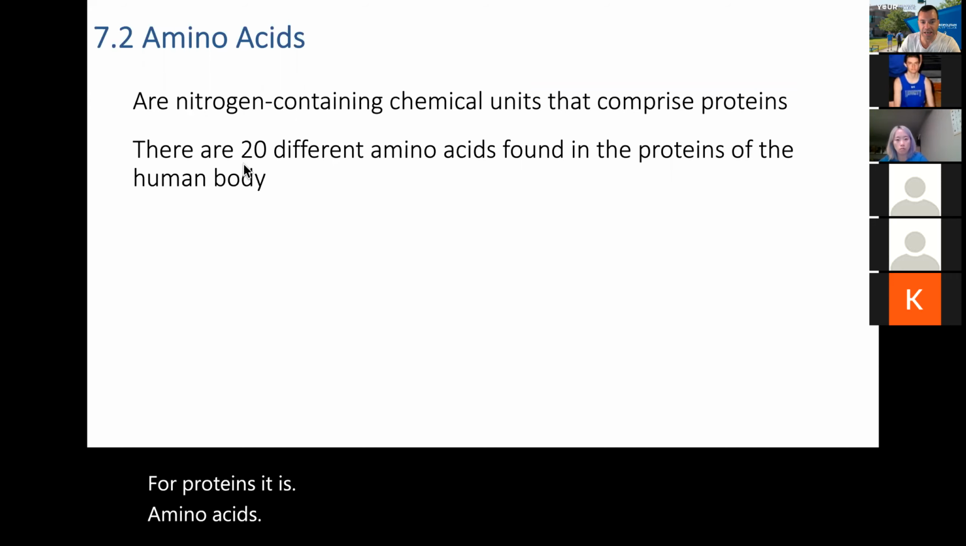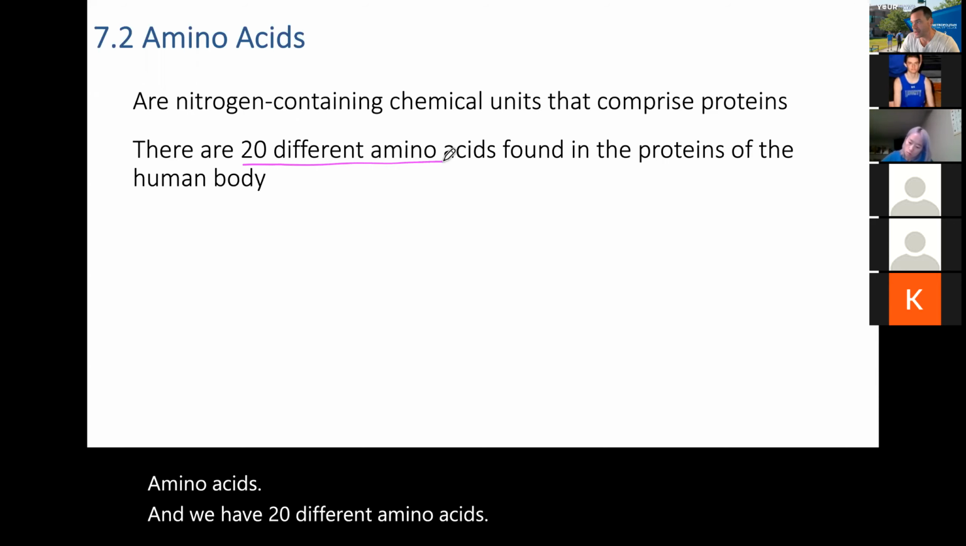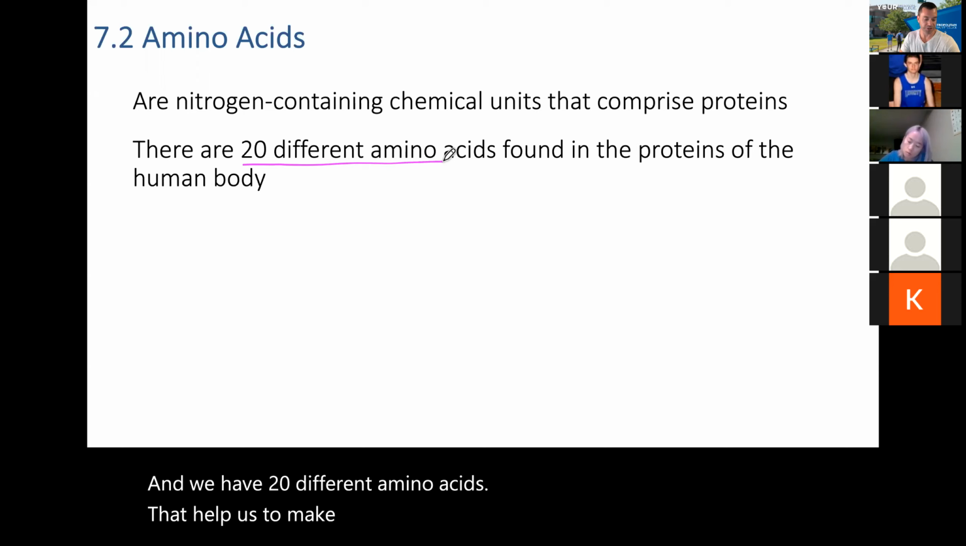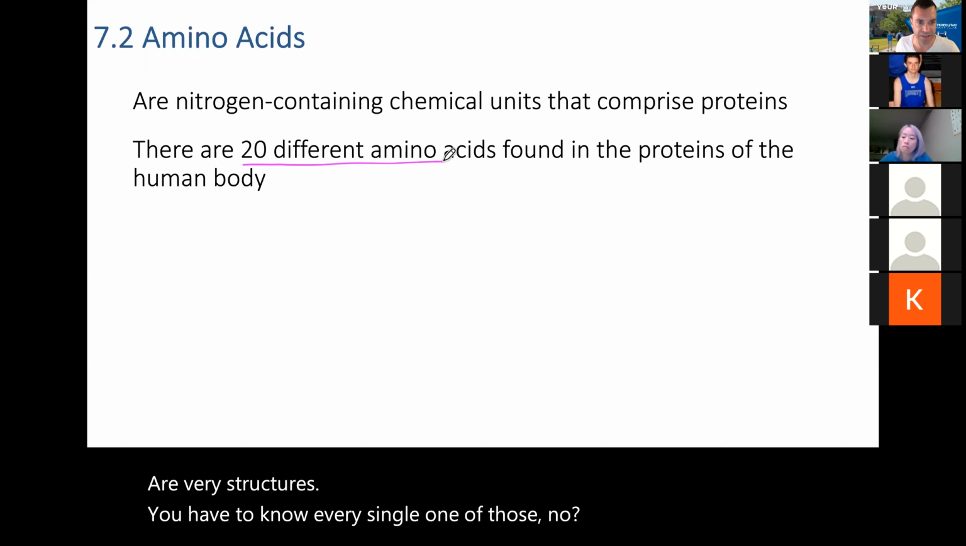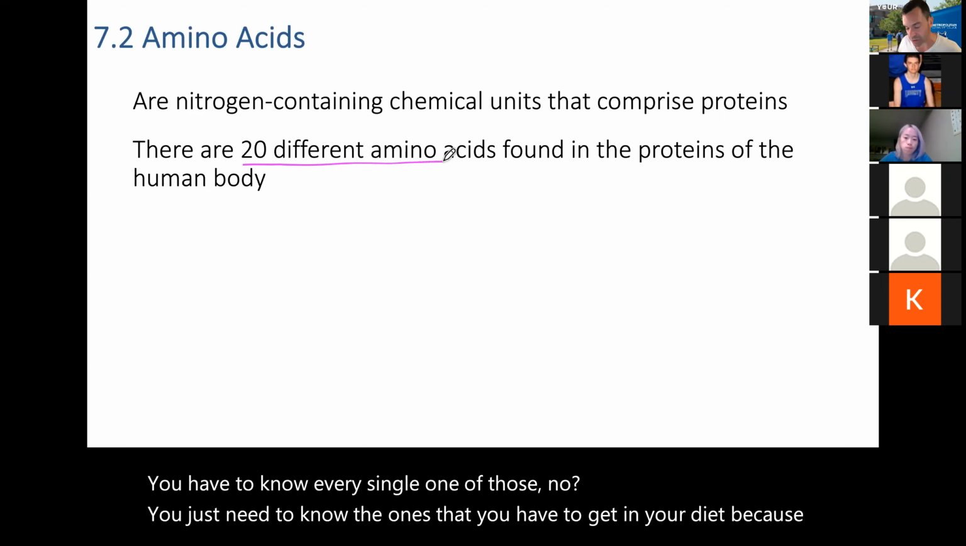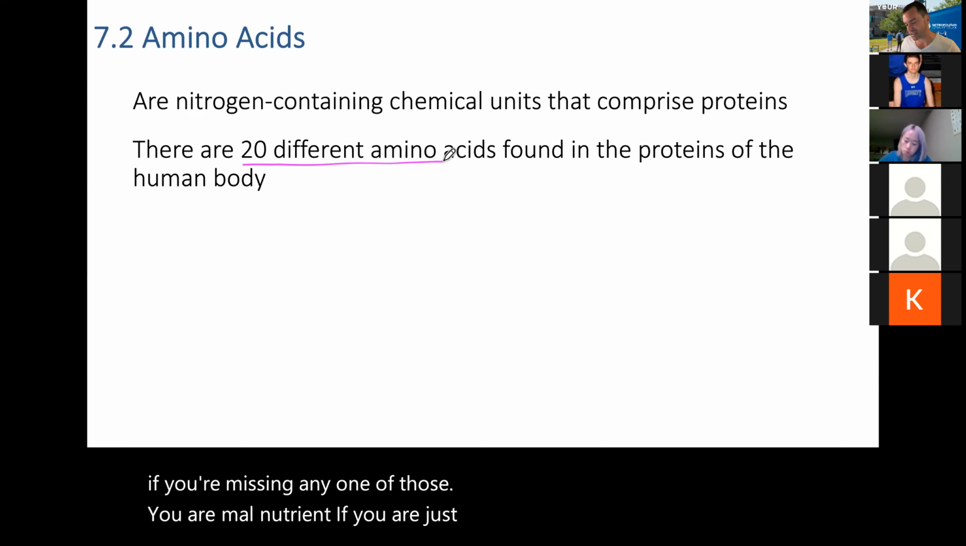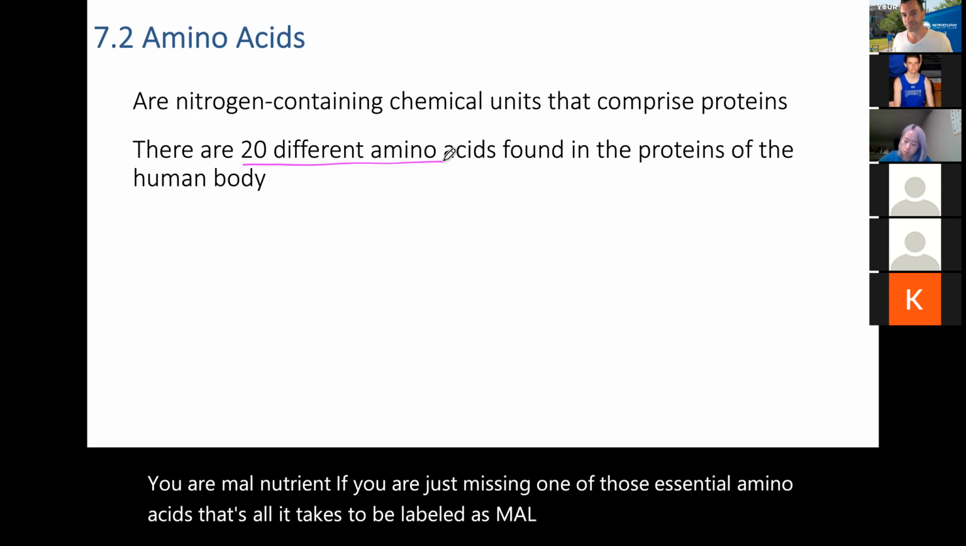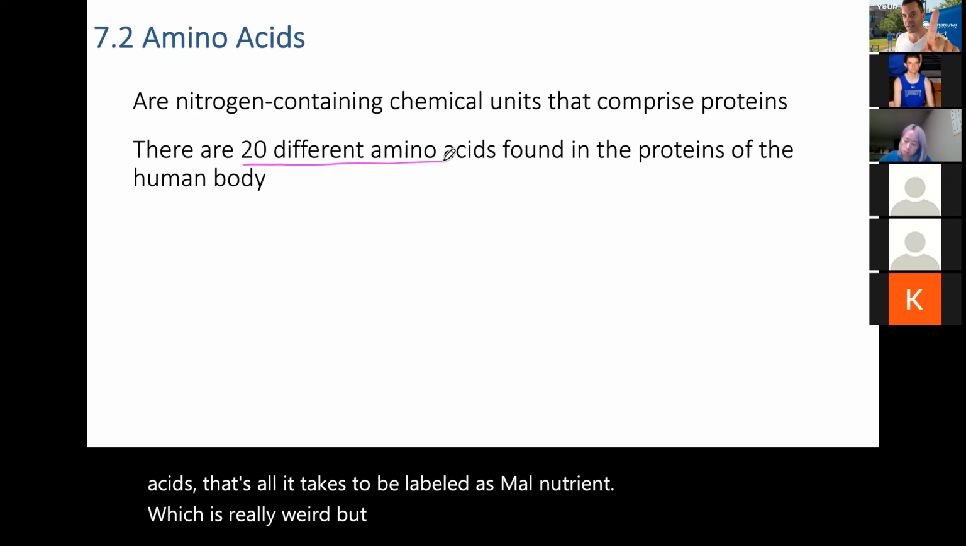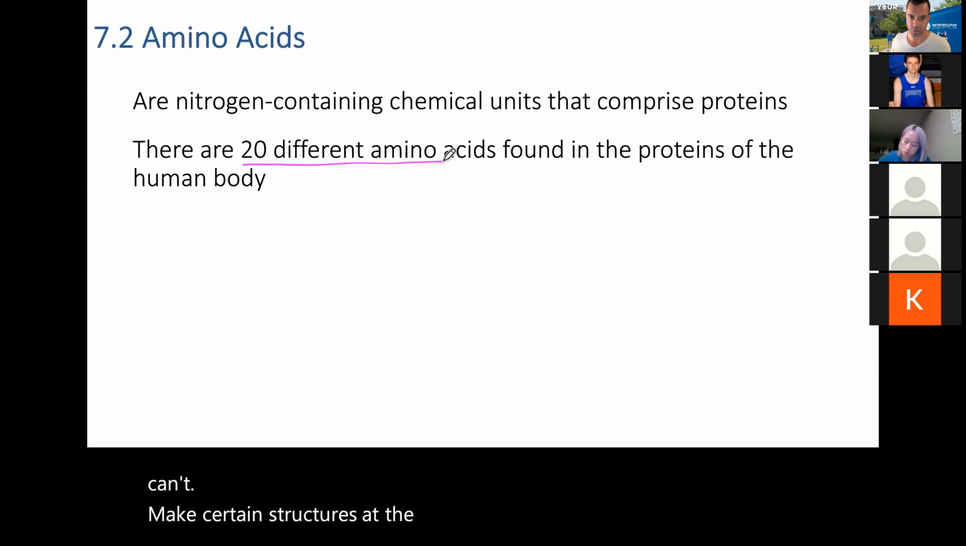Okay. And we have 20 different amino acids that help us to make up our various proteins, our various structures. Will you have to know every single one of those? No. You just need to know the ones that you have to get in your diet. Because if you're missing any one of those, you are malnourished. If you are just missing one of those essential amino acids, that's all it takes to be labeled as malnourished, which is really weird. But it's just that one. If you miss that one, then I can't make certain structures at the proper pace, and that's why.